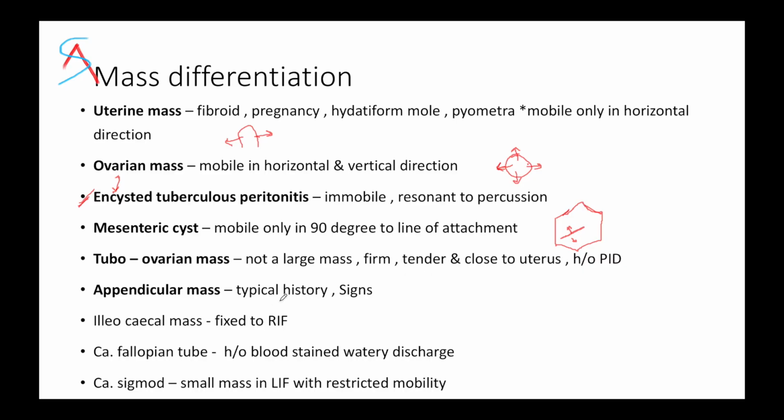If any appendicular mass is there, then the patient will give a typical history of fever, abdomen pain, vomiting. There would be signs like rebound tenderness in the right iliac fossa. If you compress the left iliac fossa, then pain would be felt in the right iliac fossa. Ileocecal mass, generally due to tuberculosis or cancer, would be a fixed right iliac fossa mass.